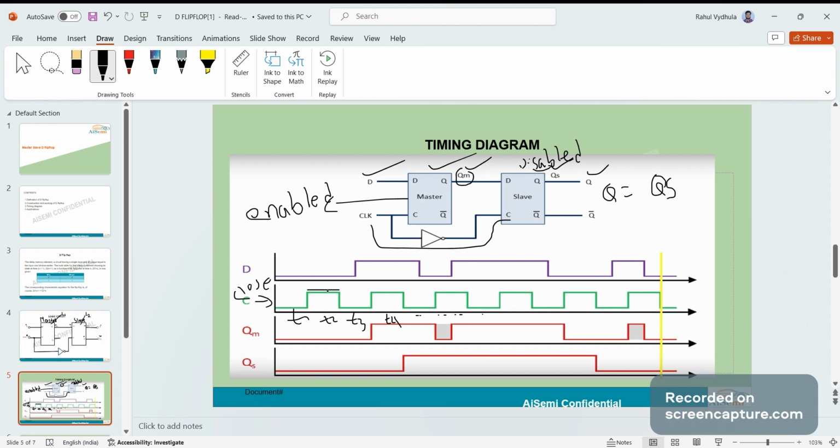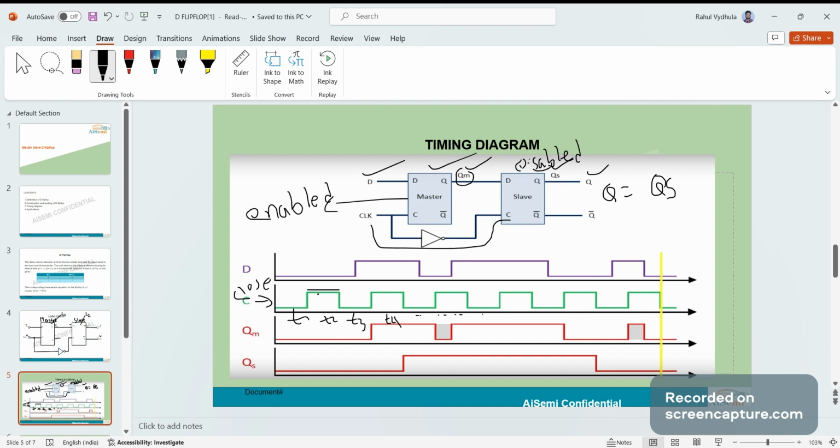Since the inverted clock signal is connected to the slave, the slave D latch will be disabled. Just now I told you that this will be disabled because it is inverting and is connected to this slave. When the clock is high, this input will be low, so the slave D latch will be disabled, right?